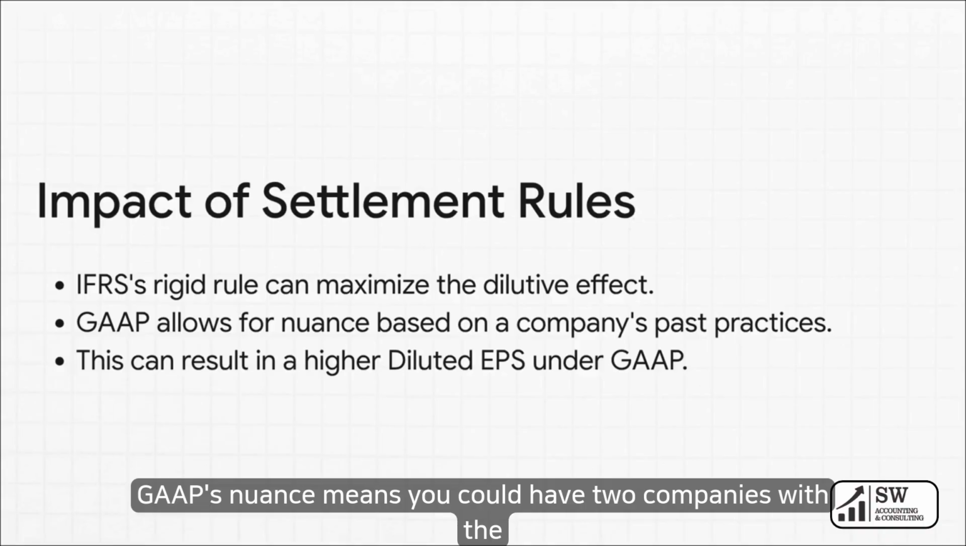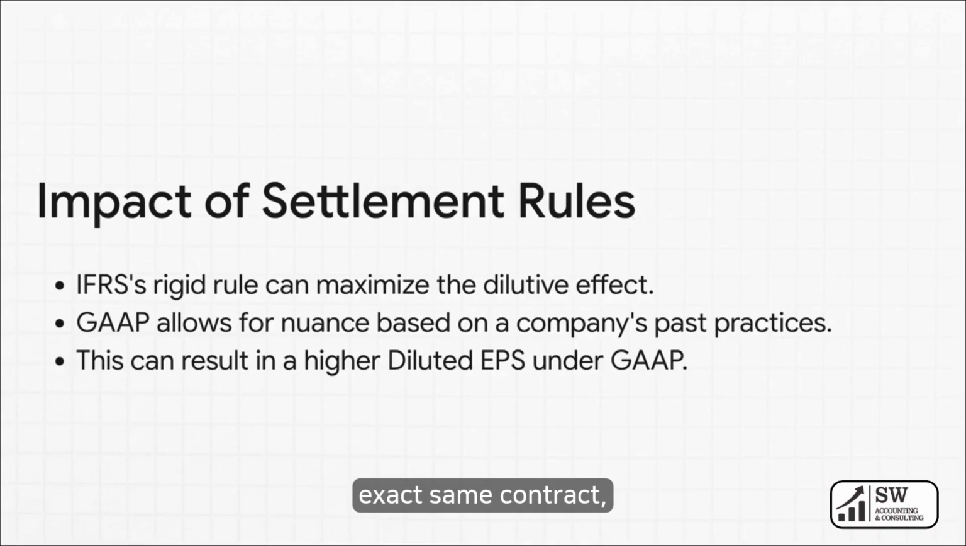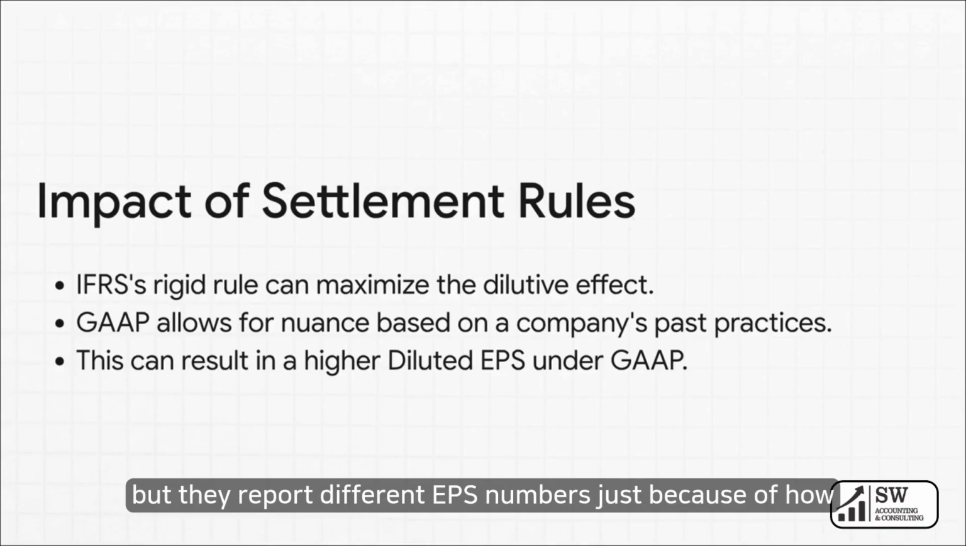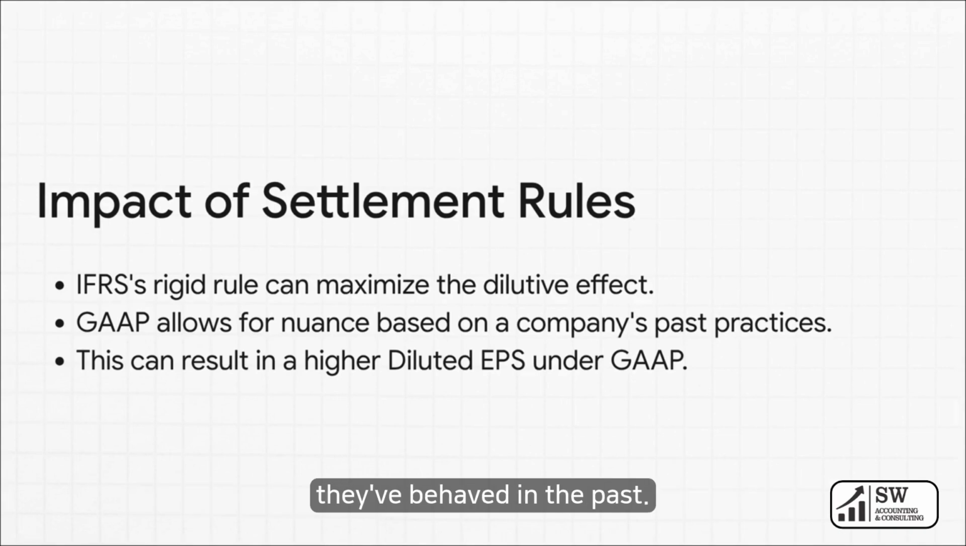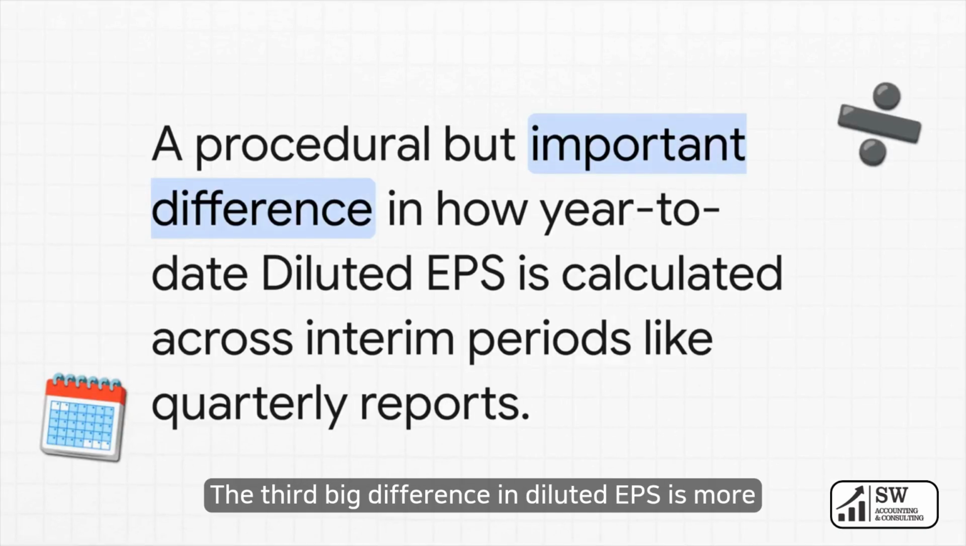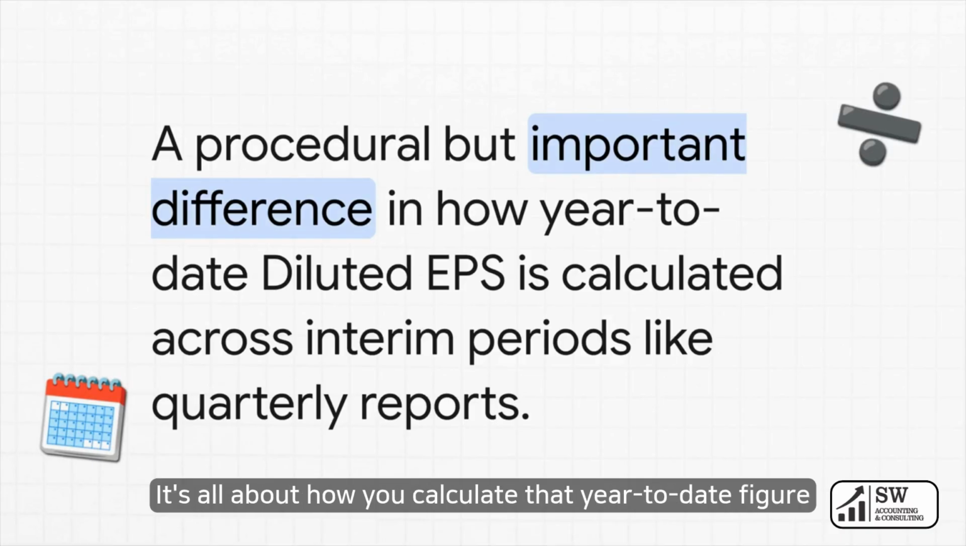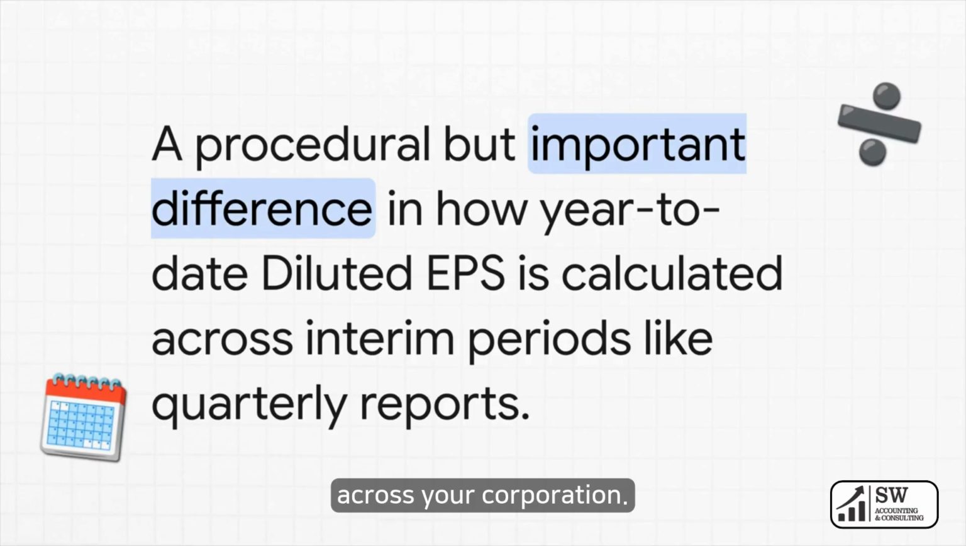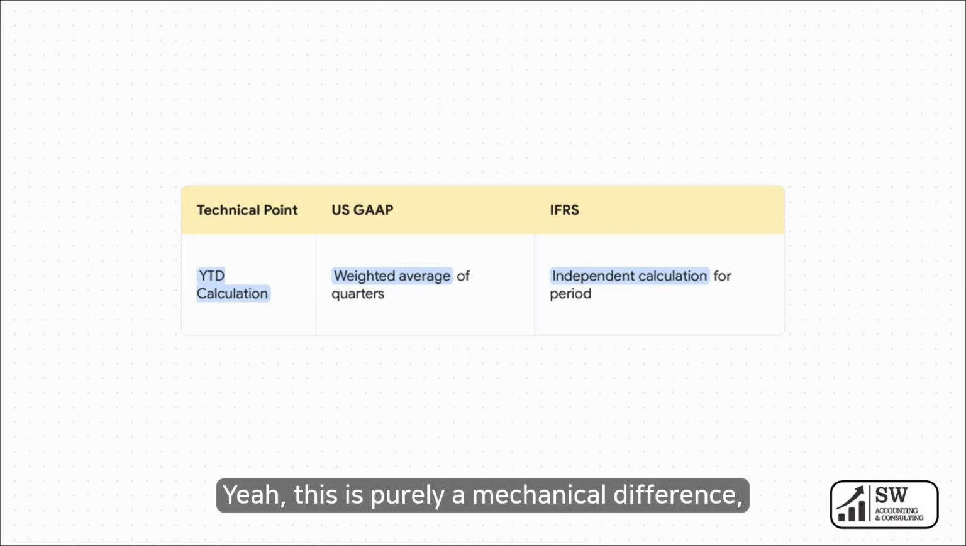Meanwhile, GAAP's nuance means you could have two companies with the exact same contract, but they report different EPS numbers just because of how they've behaved in the past. The third big difference in diluted EPS is more about process, but it's just as important. It's all about how you calculate that year-to-date figure across your quarterly reports. Yeah, this is purely a mechanical difference, but it matters.